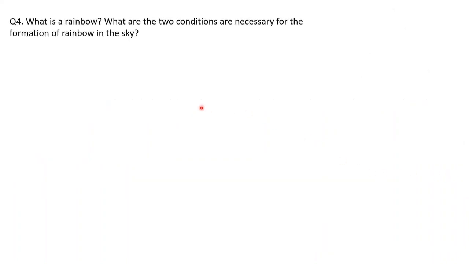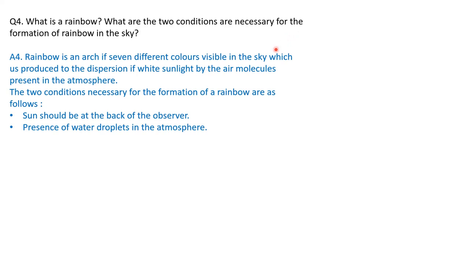Question number 4. What is a rainbow? What are the two conditions necessary for the formation of a rainbow? As we all know, a rainbow is an arch of 7 different colors visible in the sky. Now what is the color which is at the top of the rainbow? Red. And which is the color at the bottom of the rainbow? That is violet. So that is also a very important point.